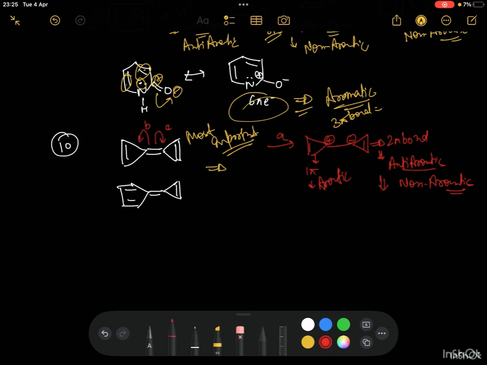If I'm moving this bond like that, same only, negative and positive will come here like that. This ring is anti-aromatic, this one is aromatic. So if one ring is aromatic and one is anti-aromatic, this ring is non-aromatic.